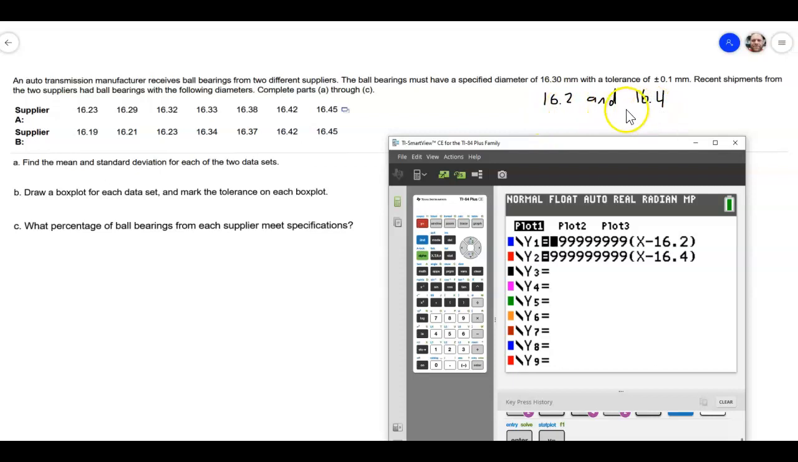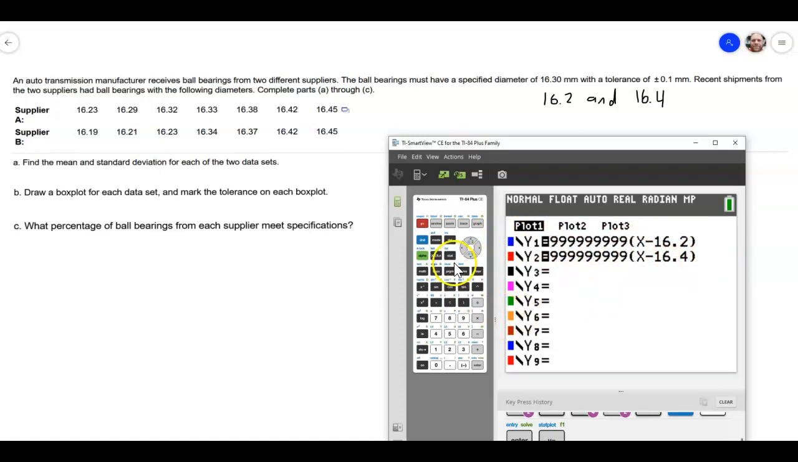So that way it'll show me where those tolerance levels are, and it'll give me an idea of how many of those values are within that tolerance. So instead of just doing a vertical line at x equals 16.2 and x equals 16.4, I have to trick it into making those vertical lines. So all you do is x minus whatever value you're trying to do the vertical line at, and you put a bunch of 9s in front like that.